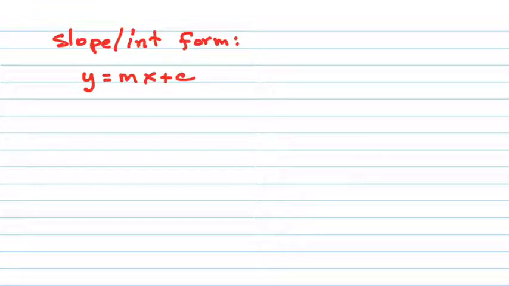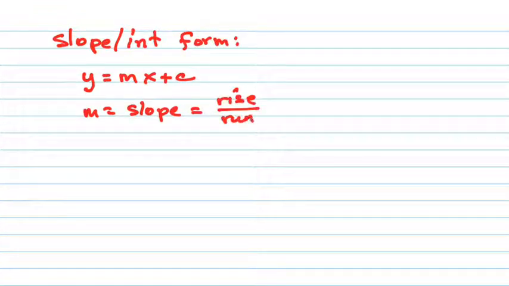Oh, you can't see anything. There you go. How's that? Slope-intercept form. Y equals mx plus c. All right? Now, where m is the what? Slope or gradient. Good. And remember, you just count that out as rise over run. And c is the y-intercept. It's the point (0, c). Right?